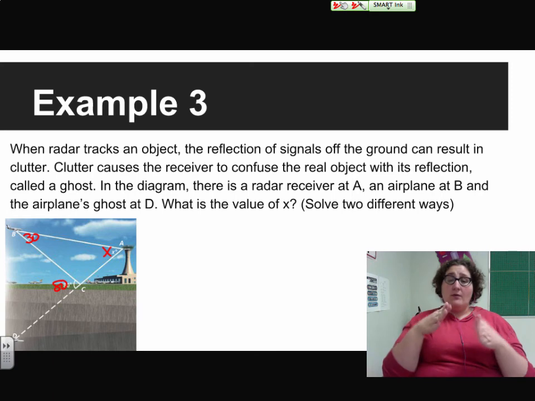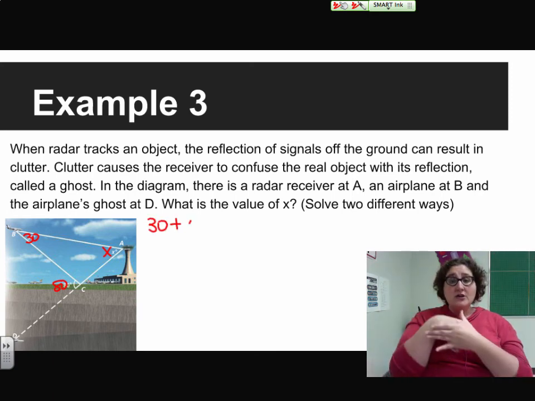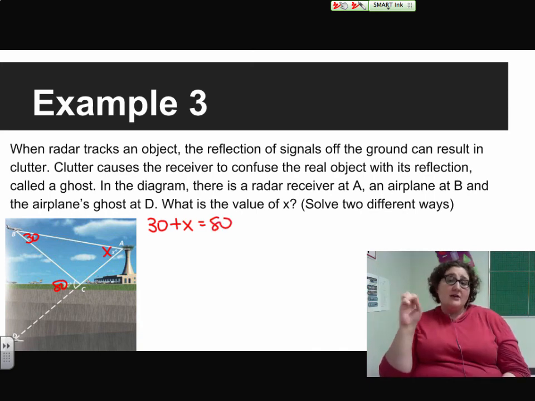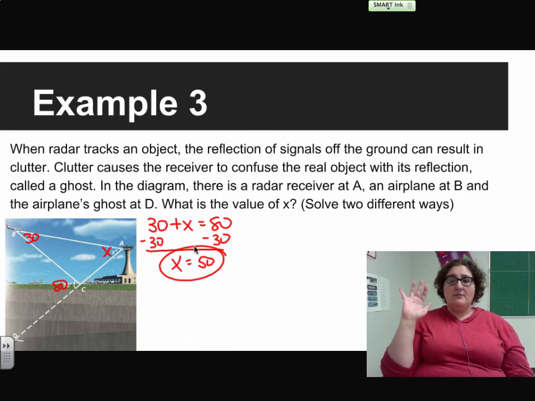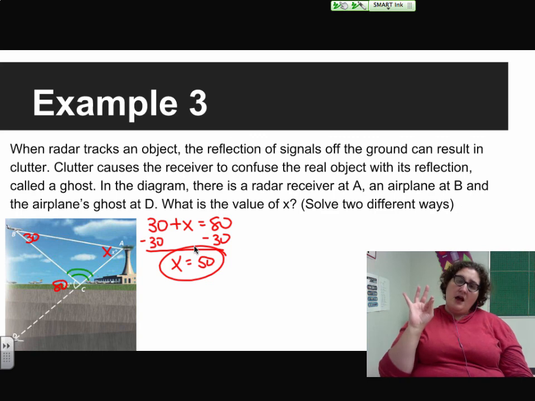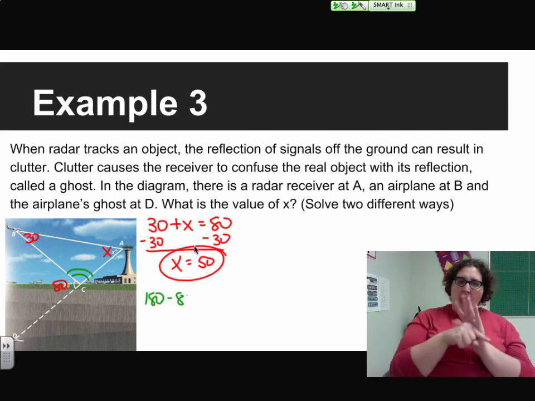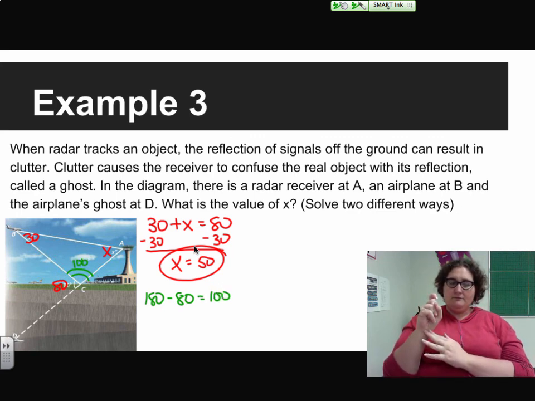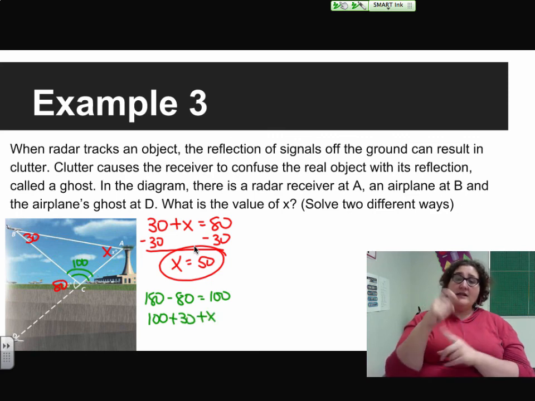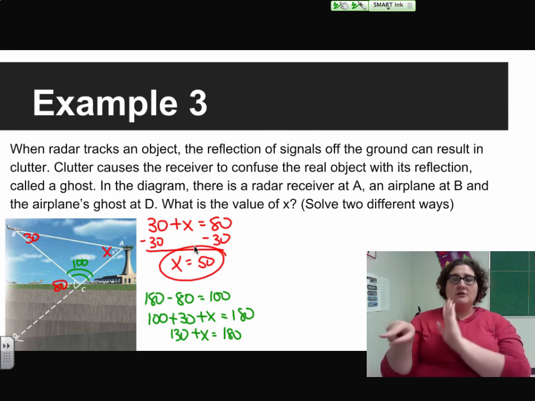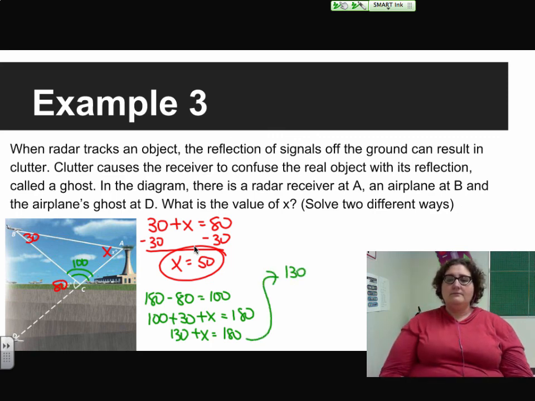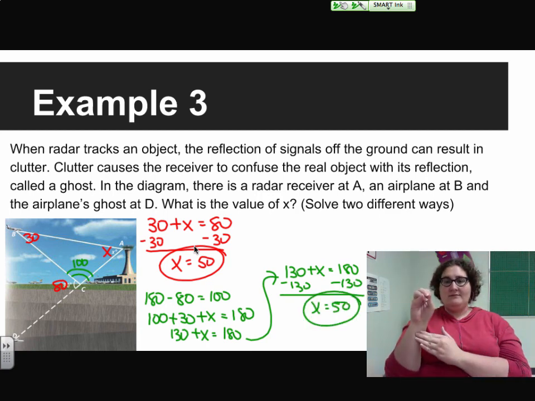One way to do this is to say, okay, I know my remote interior angles, 30 plus X, has to equal my exterior angle. And you're going to say, okay, so I'm going to subtract 30 from both sides, and I get X equals 50. You're done. Someone else might look at it from the standpoint of, I need to find what this angle measure is. And they would take 180 minus 80 and get 100. So that means that angle BCA is 100, and then they're going to say that 100 plus 30 plus X equals 180. So I have 130 plus X equals 180, and they're going to subtract 130 from each side. And they get X equals 50. Either way you do it, you get the same answer.